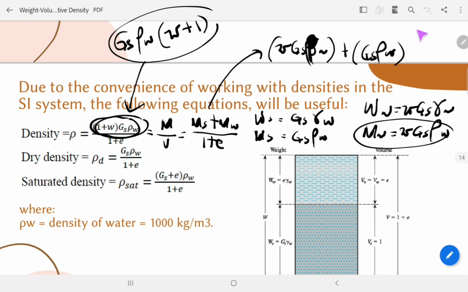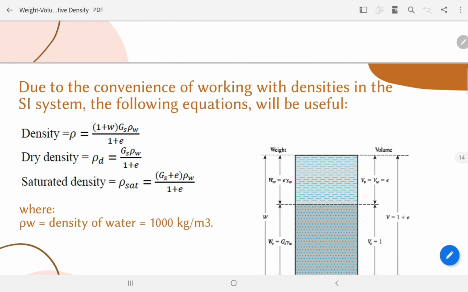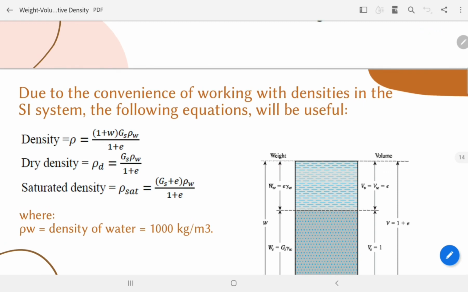Okay? And then, ayun, for the following or the other formula, gamma dry naman ito. Or sorry, lagi ko nasabing gamma. Rho dry naman ito. So, mangyayari lang, guys, mawawala lang yung water content. Kasi pag dry siya, wala siyang water content. So, GS rho water over 1 plus E lang yan.